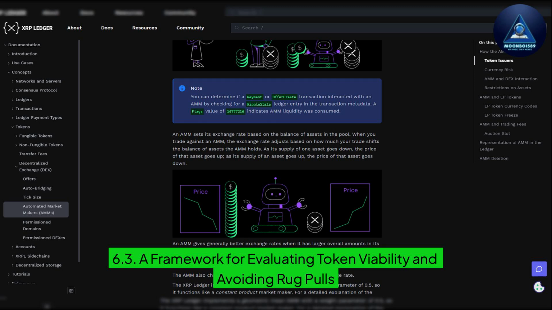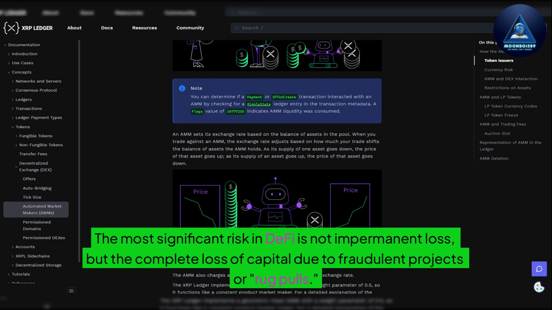6.3: A framework for evaluating token viability and avoiding rug pulls. The most significant risk in DeFi is not impermanent loss, but the complete loss of capital due to fraudulent projects or rug pulls. Synthesizing the lessons from the investigation in Section 2, the following framework provides a reusable checklist for evaluating the basic viability of a token before considering it for liquidity provision.